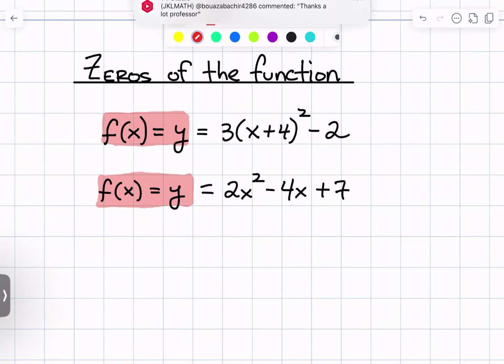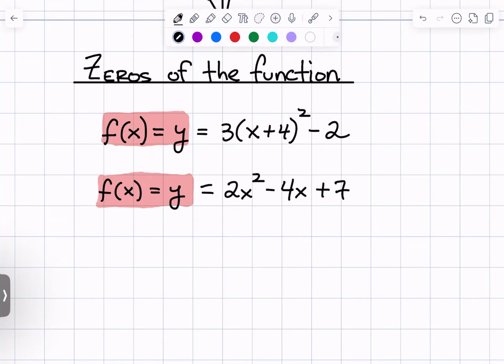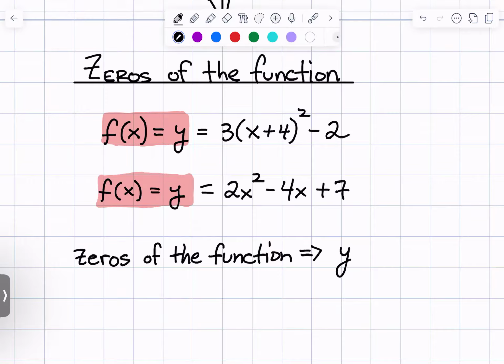So the title of this part of the lesson is zeros of the function, okay? So if we analyze that in English, zeros of the function means I'm gonna set my y value or my f of x value, which equals y, equal to 0, right? Zeros of the function, y equals my function. So I'm gonna set y equal to 0, correct?